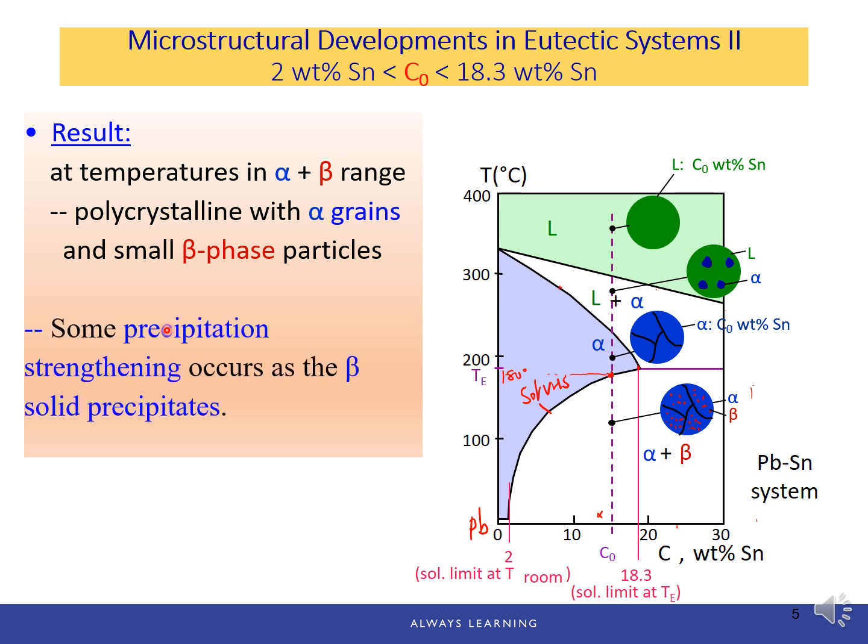So some precipitation strengthening occurs as the beta solid precipitates. So that's another strengthening mechanism in addition to solid solution, grain size reduction, and strain hardening. So this is called precipitation strengthening. The material is strengthened by a second phase, which precipitates from the primary phase. Beta phase is the precipitate, and alpha phase is strengthened by this beta phase.